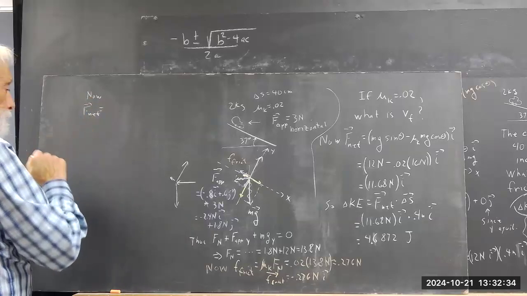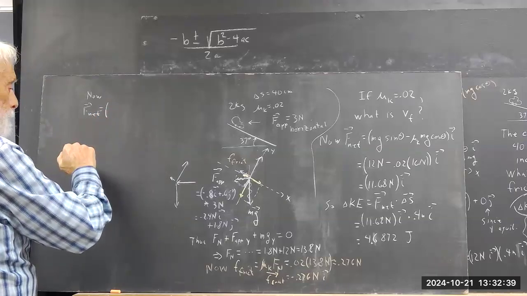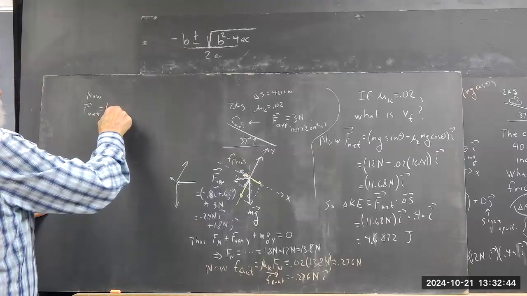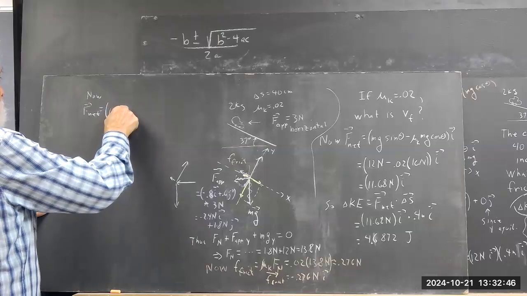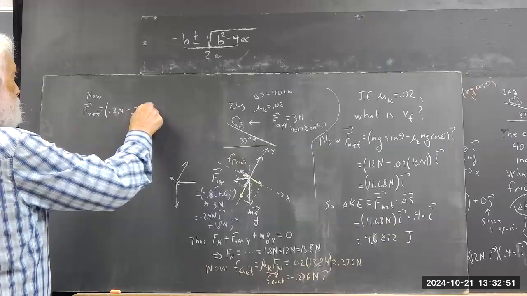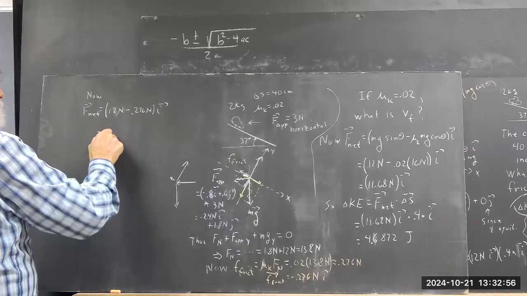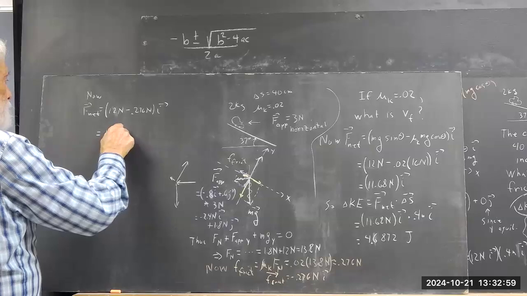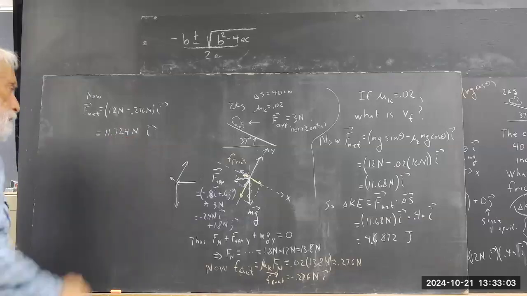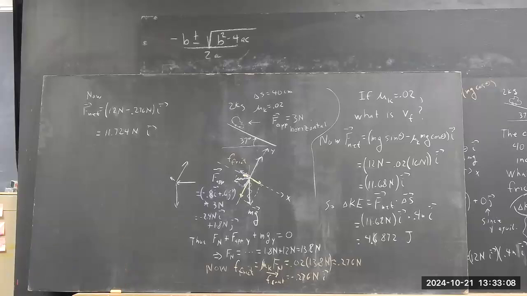And now F net is your 16 newtons, that's 12 newtons, minus 0.276 newtons times I, which equals 11.724 newtons times I. Again, that's a ridiculous number of significant figures. I'd probably round that to 11.7.